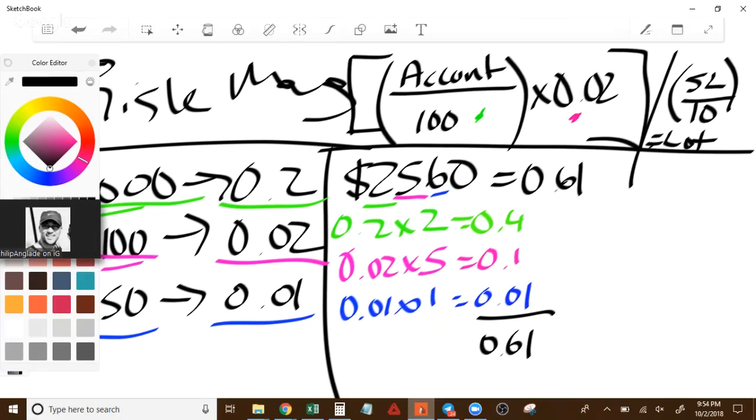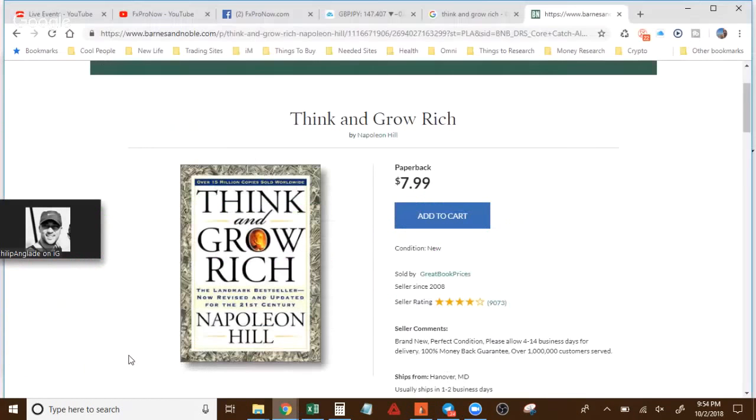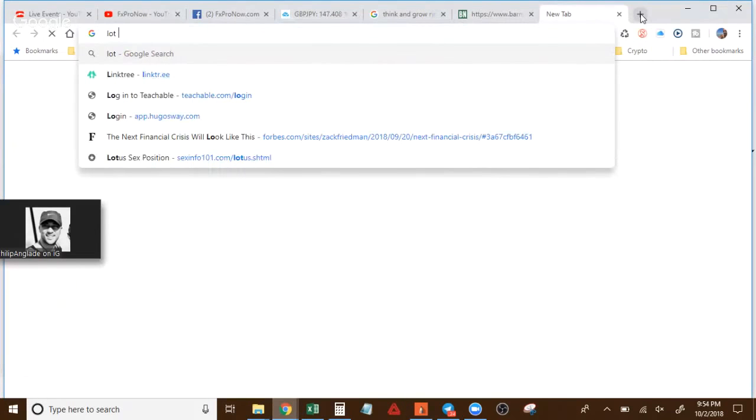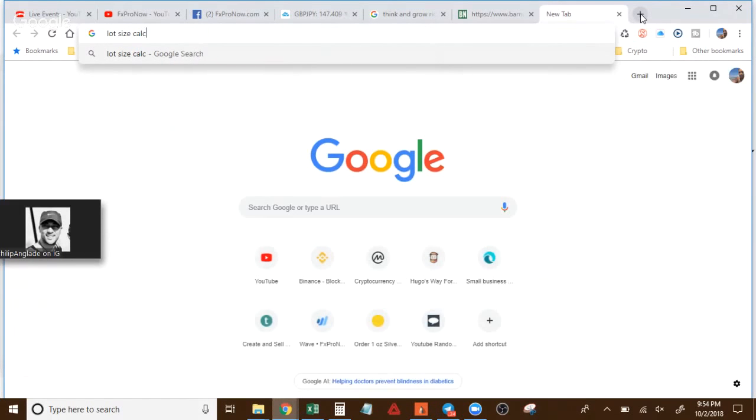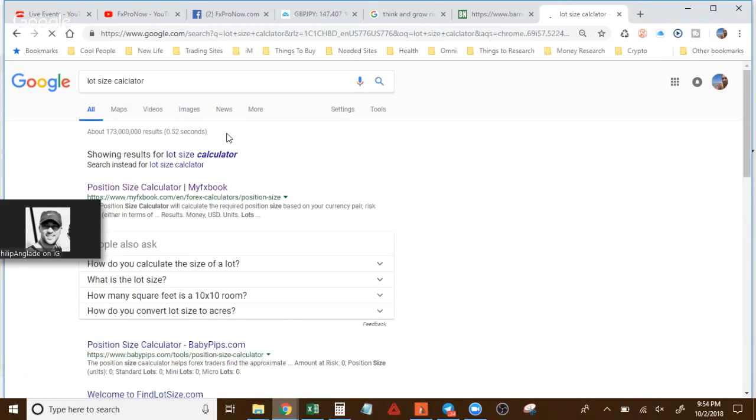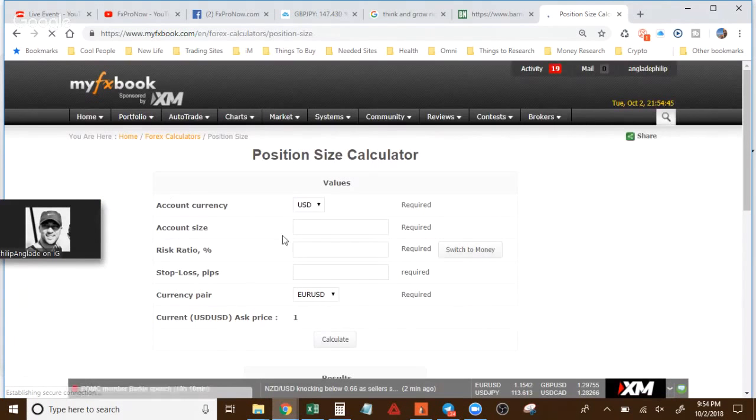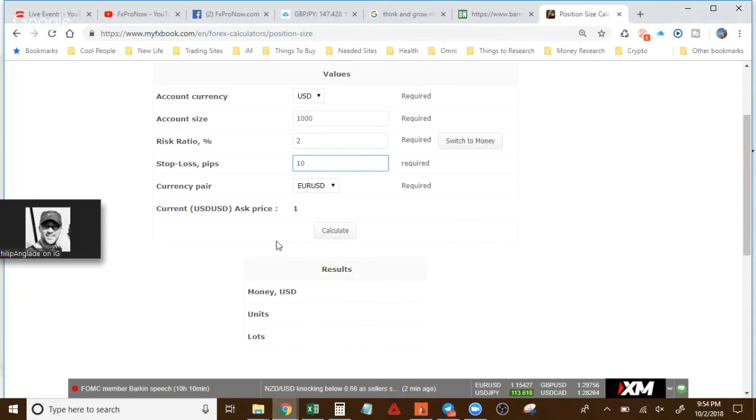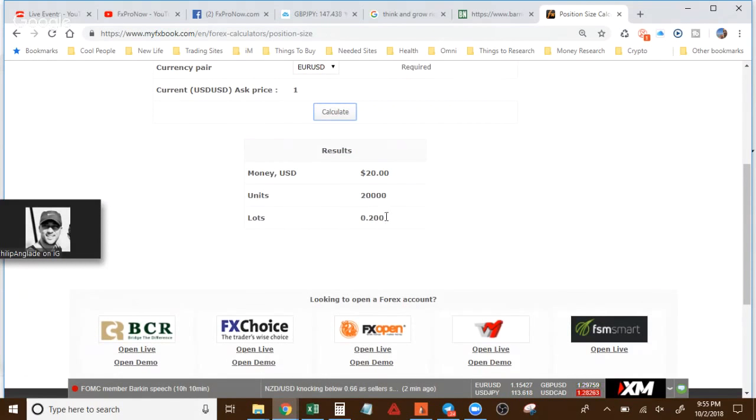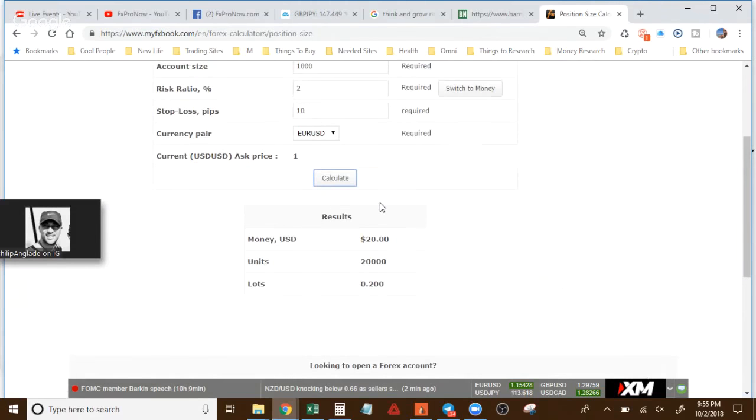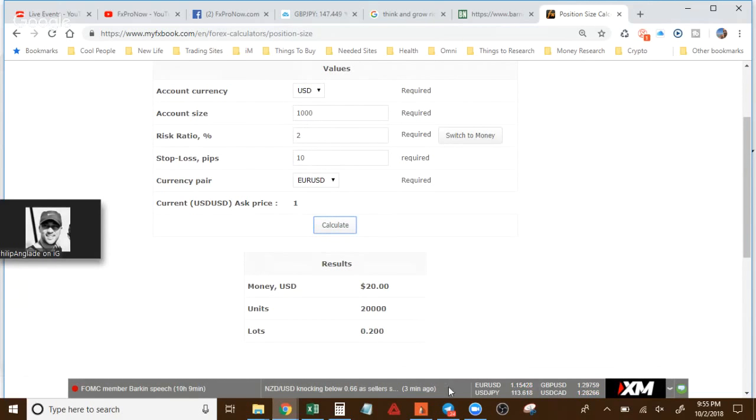Okay. I think there's a website that does this for you. Position size calculator. Let's see. Yeah, so on myfxbook.com, there's this thing called position size calculator, and it literally does it for you. Account size 1,000, ratio 2, stop loss 10. Put in your pair, and then you calculate, and it's going to give you the result. All right. So that's how that goes.